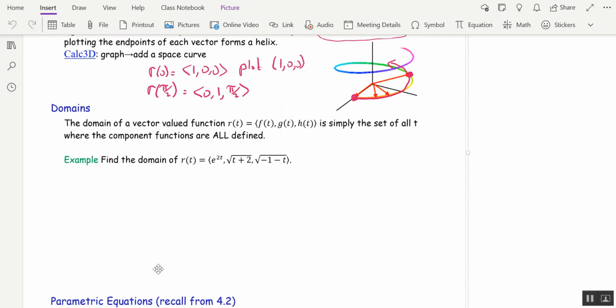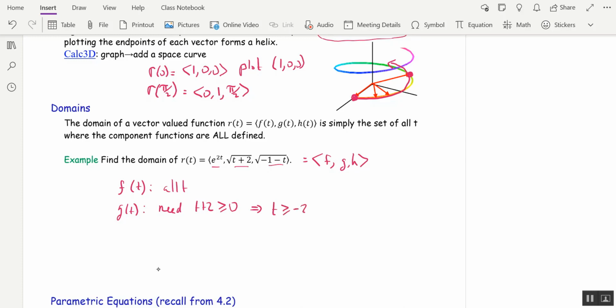Okay, the domain of a vector-valued function is just the set of t's where all the component functions are defined. The component functions are the x function, the y function, and the z function. So if I call these f, g, h, let's find the domain of each function. For f of t, e to the 2t, the domain of that is all t. For g of t, we need t plus 2, the argument, to be greater than or equal to 0. And so that implies t is greater than or equal to negative 2. And for h of t, again, we need the argument to be greater than or equal to 0. And that gives me, if I solve for t, t less than or equal to negative 1.